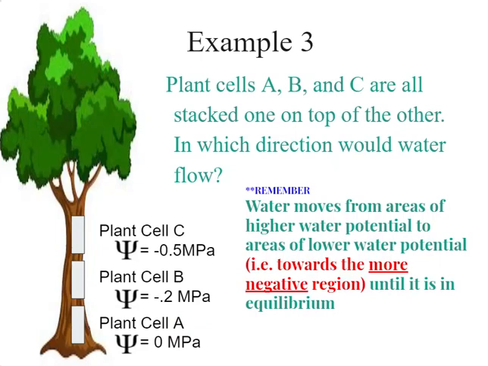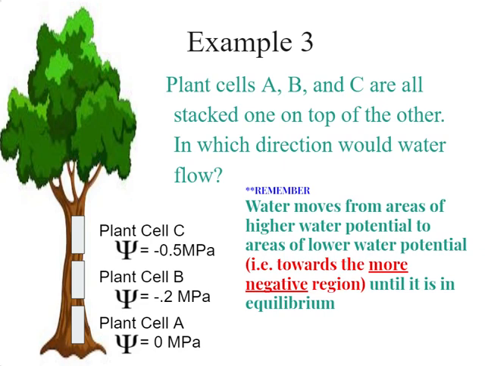Example number 3. We've got 3 plant cells stacked on top of each other. C is negative 0.5, B is negative 0.2, and A is 0. So which direction would the water flow? Water flows from high to low. Where's our high? Actually, cell A is our high, right? It's 0. So water is going to move from A to B up to C.